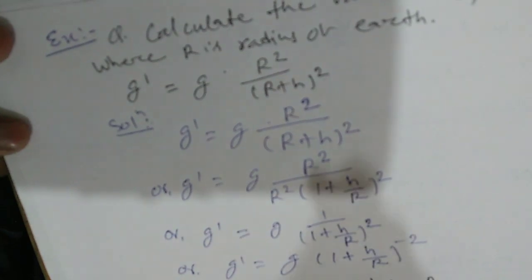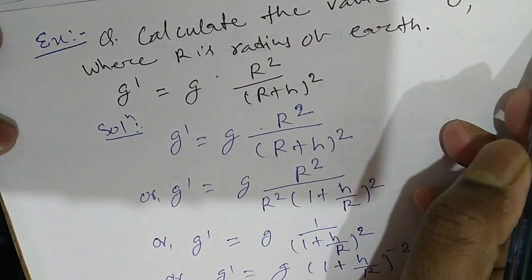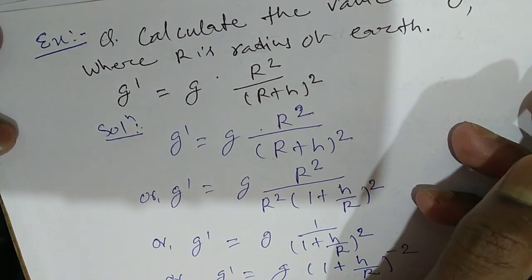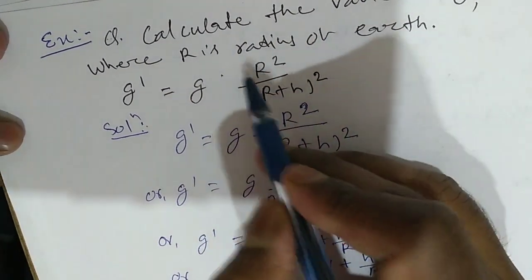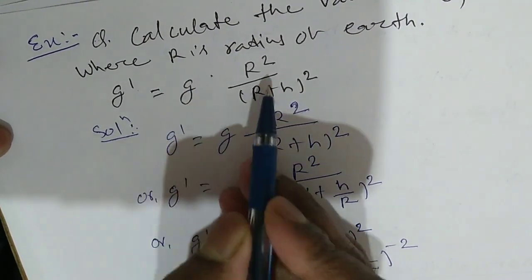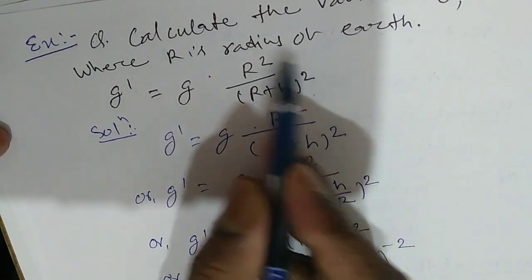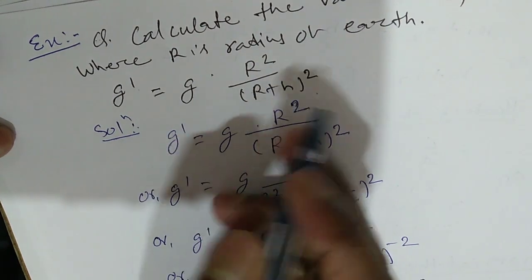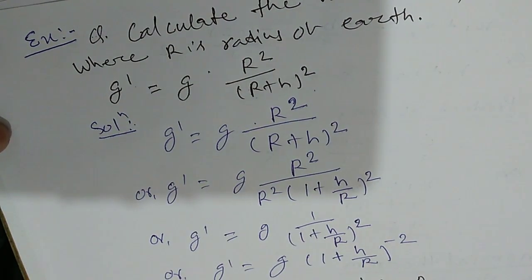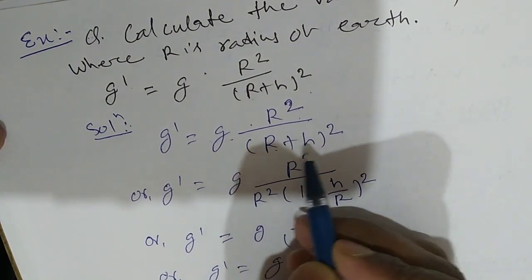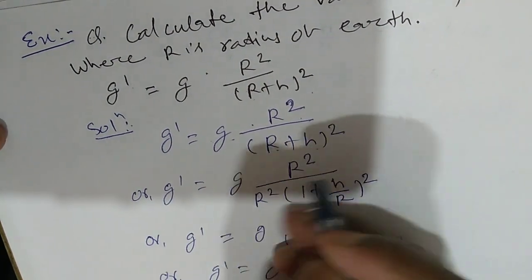Now take an example of this one. I write here, calculate the value of g dash if h, the height, is much less than R, the radius of the earth. The question is already given: g dash is equal to g R square upon (R plus h) whole square. This example is taken from gravitation. So g dash is equal to g R square upon (R plus h) whole square.